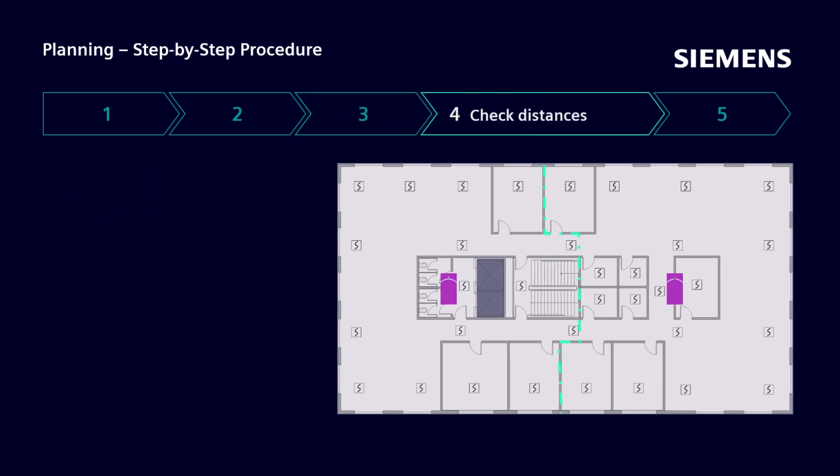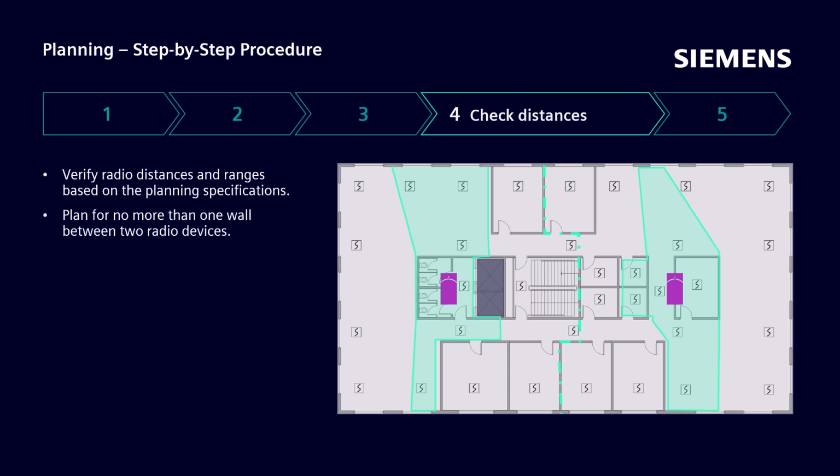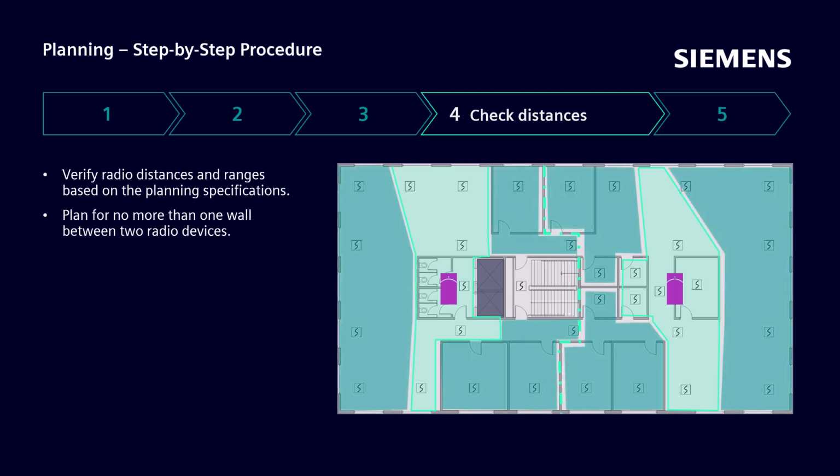Once all radio devices and the gateway are positioned, it's time to check distances and radio ranges according to the planning specifications. Start by identifying the devices that are in a first-hop connection with the radio gateway and mark them. As a general rule, it's recommended to plan for only one wall between two radio devices to ensure a stable connection. Next, using a different color, mark the devices within the second hop range, those that connect via the first hop devices.